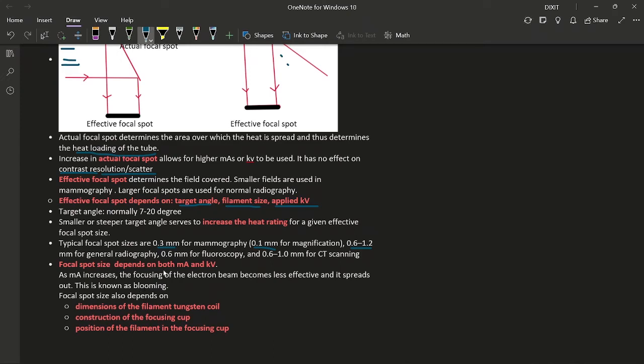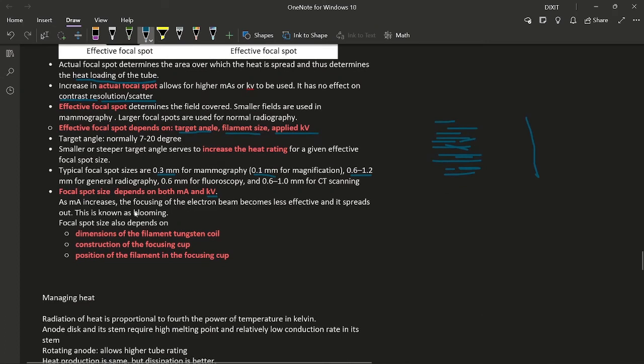Now focal spot size depends on both mA and kV. This is because with a high mA there is something called blooming. Instead of hitting the target in a narrow beam, with a high mA this electron beam becomes much wider, and because of this wide beam, the actual focal spot size increases. Focal spot size is also dependent on kV. The books have mentioned it, I am not sure how. As mA increases, the focusing of the electron beam becomes less effective and it spreads out, and this is known as blooming.